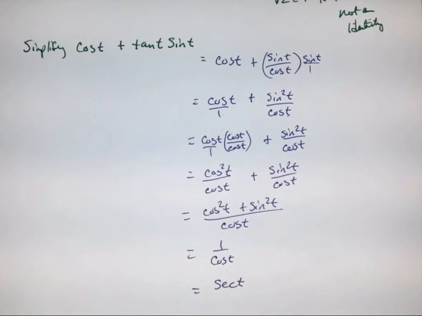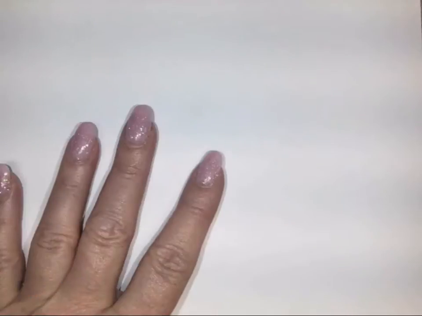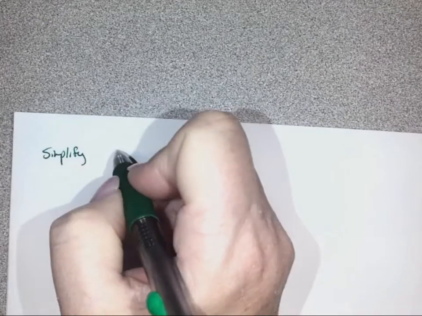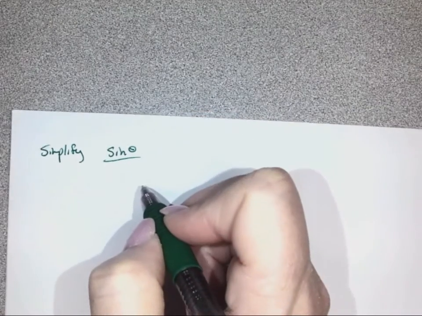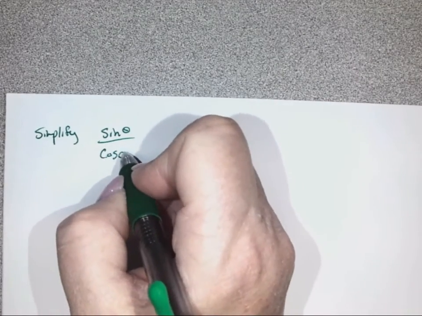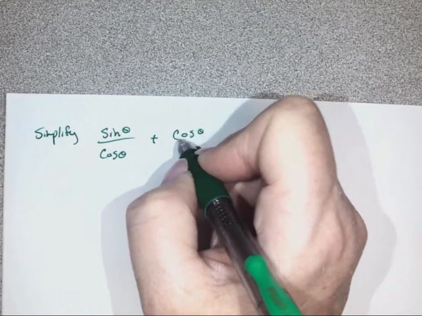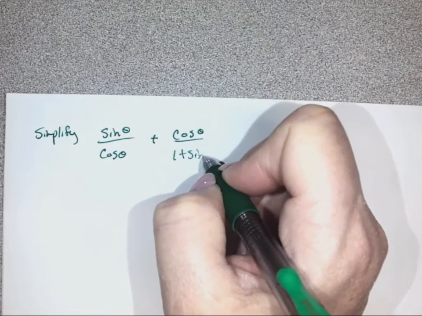And we're going to do another example similar to this, just using our skills that we have. So we are going to simplify another expression. So for this one, we are simplifying sine theta over cosine theta plus cosine theta over 1 plus sine theta.